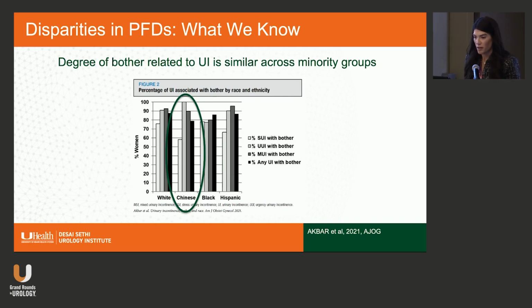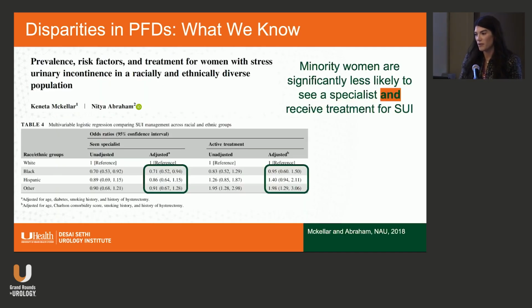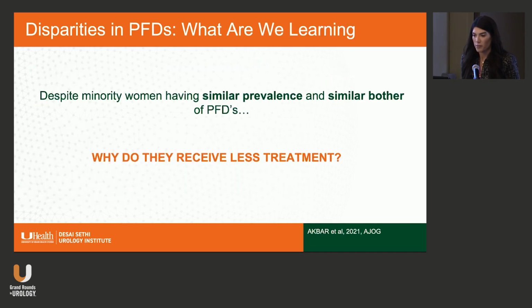more severe among minorities. So despite similar-ish and sometimes higher prevalence or bother, minority women are less likely to receive treatment for their incontinence. This is an example from our group looking at advanced therapy for overactive bladder, and non-white women are much less likely to receive advanced therapy. And for stress urinary incontinence, minority women are significantly less likely to see a specialist and receive treatment as well, across the board in minority populations.